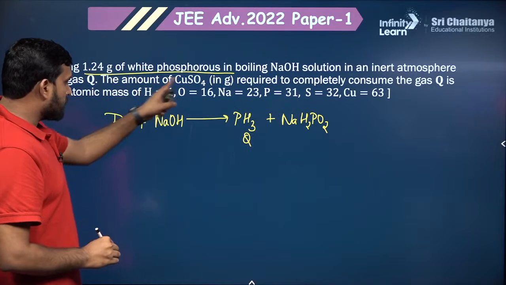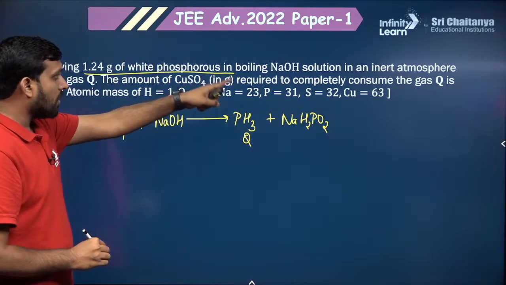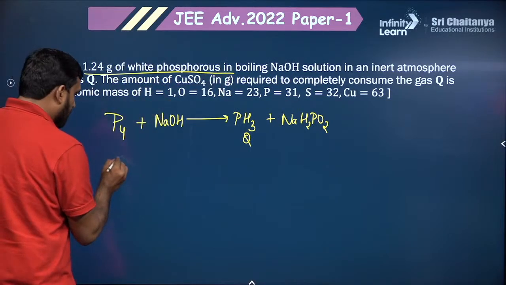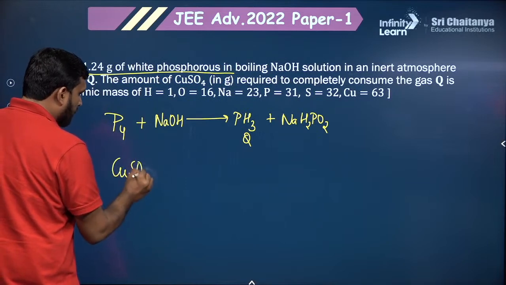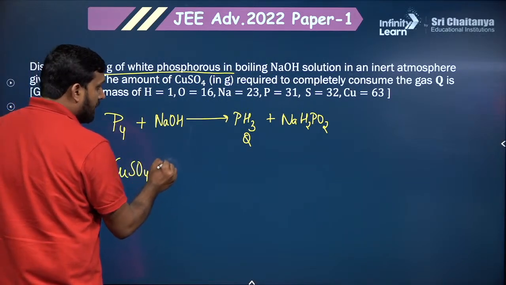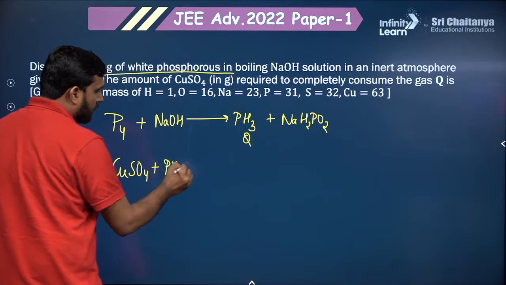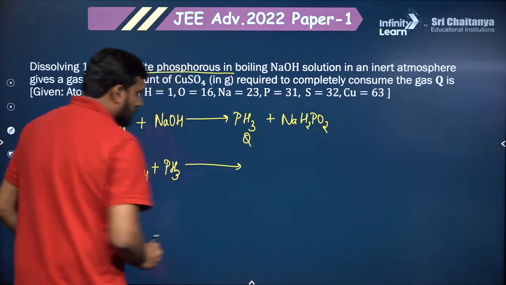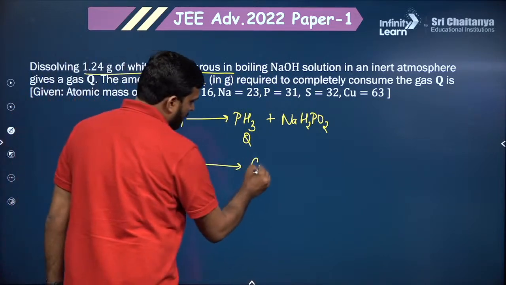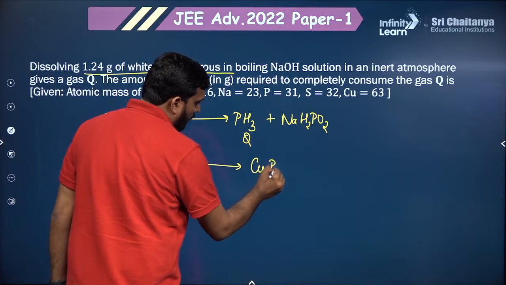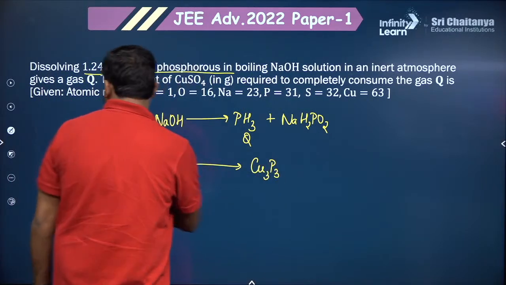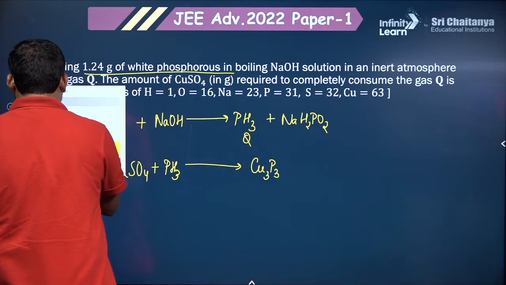The amount of CuSO4 required to completely consume the gas Q, okay. So basically there is a reaction of CuSO4 along with the PH3. Here copper phosphide gets formed, okay. So the product that will be formed here is basically cupric phosphide, something like this, okay. Just a minute, it will be Cu3P2.